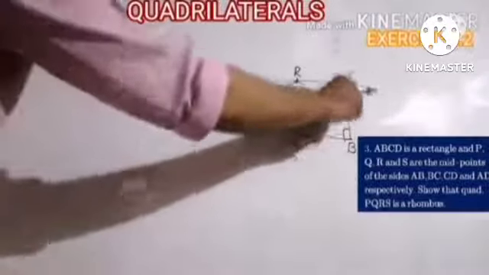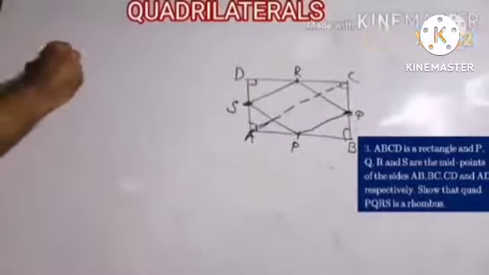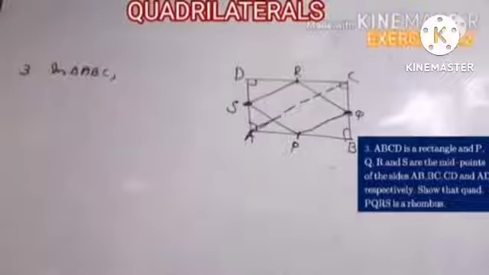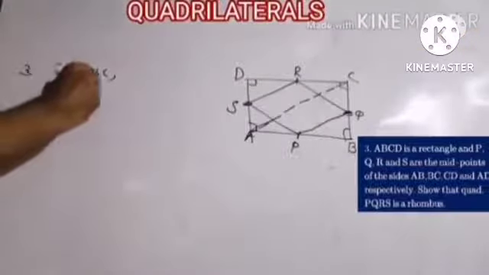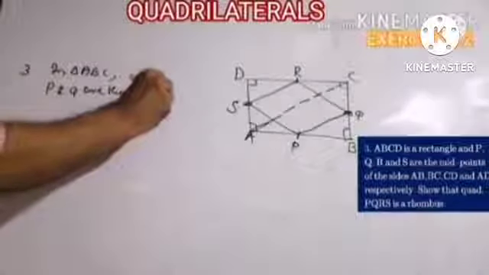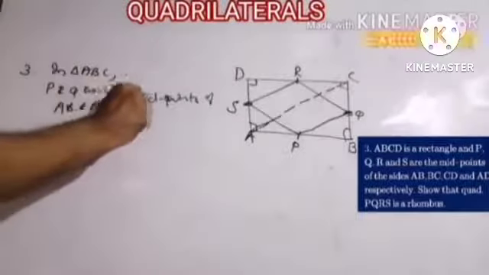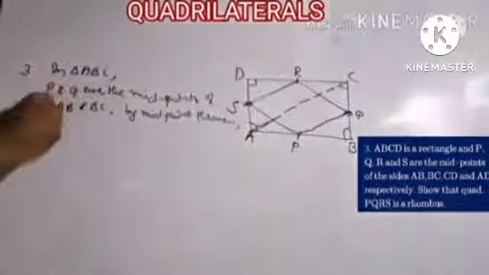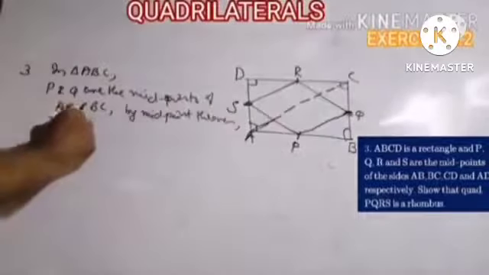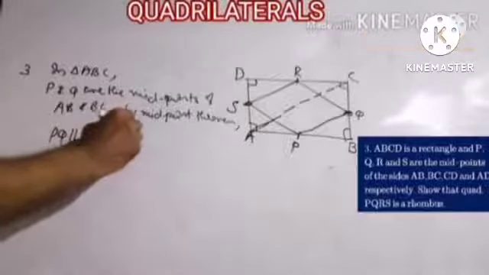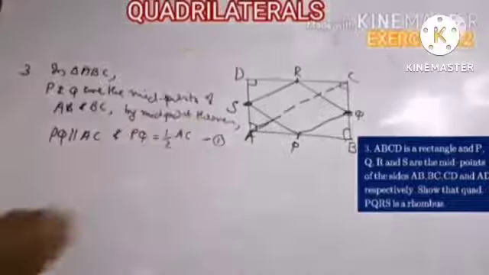So let's start with the first triangle, triangle ABC. In triangle ABC, which are the midpoints? P and Q are the midpoints of sides AB and BC. Then by the midpoint theorem, we have PQ parallel to AC and PQ equal to half AC. That will be equation number 1.